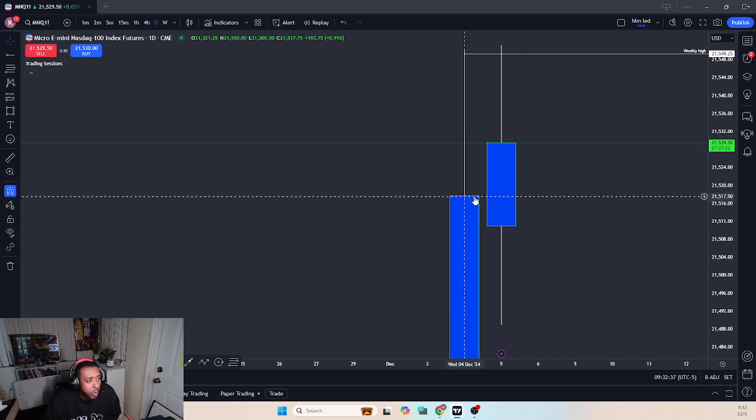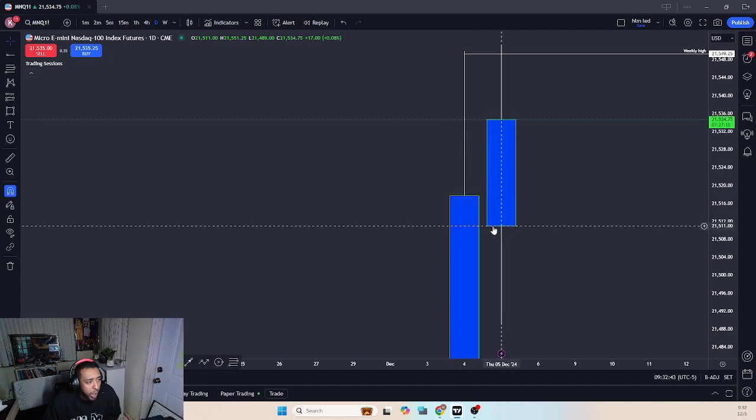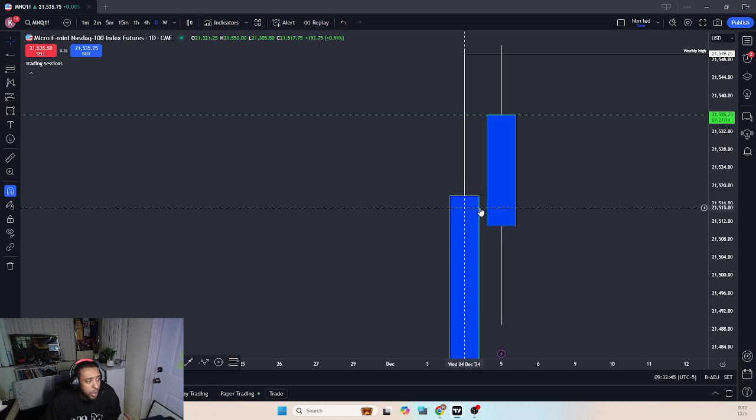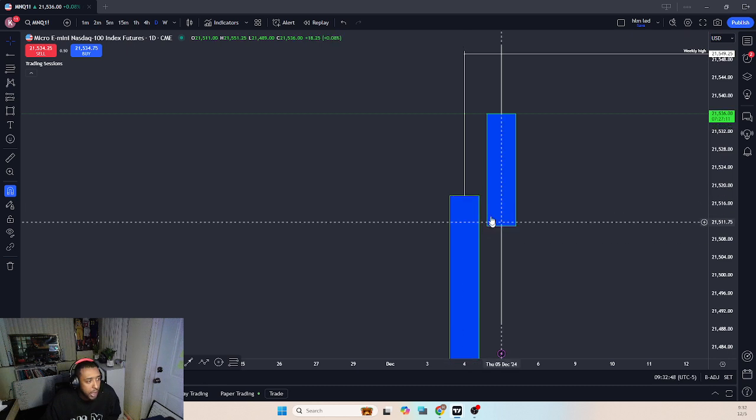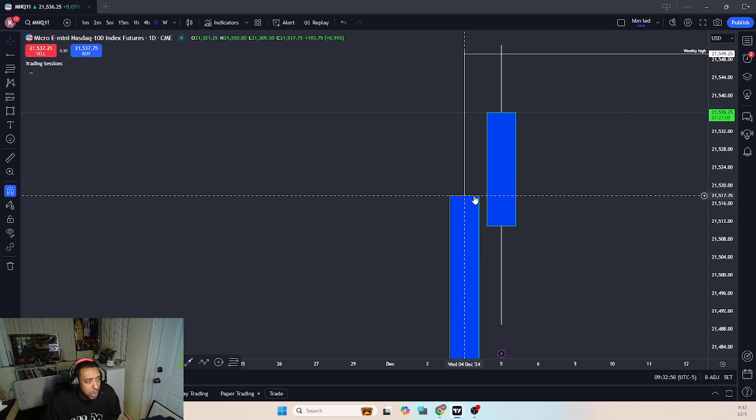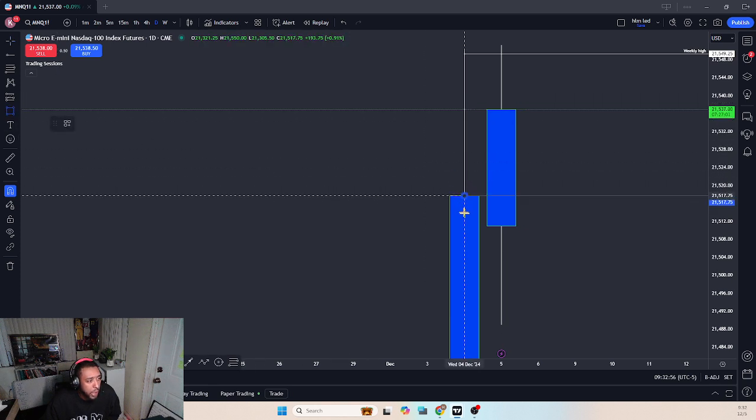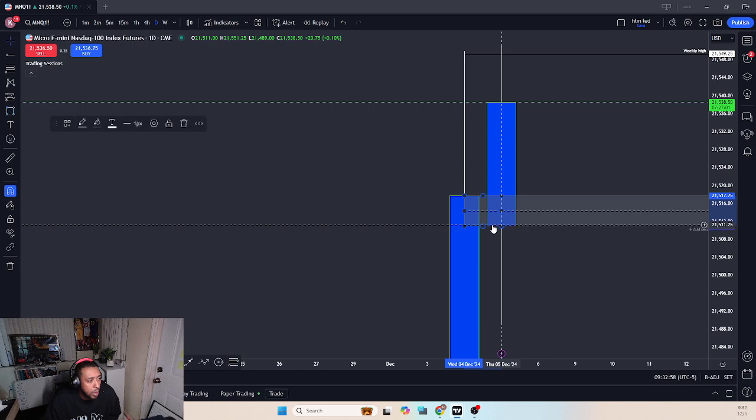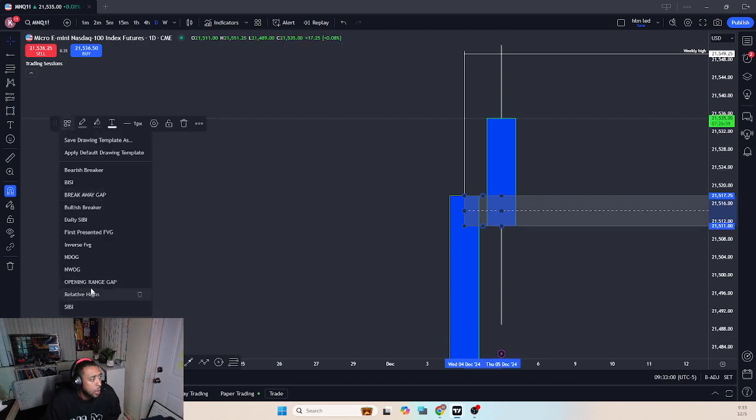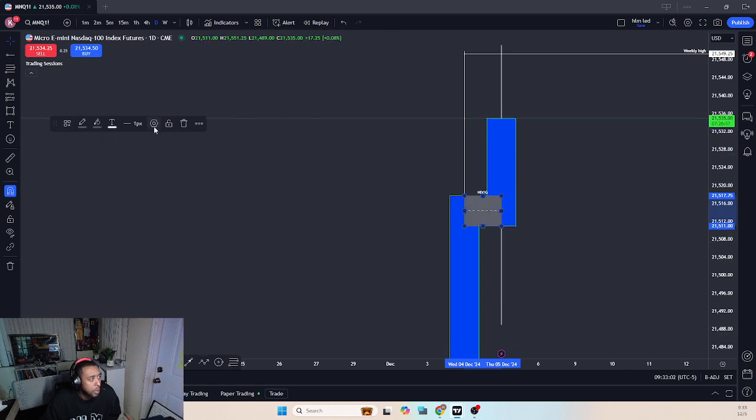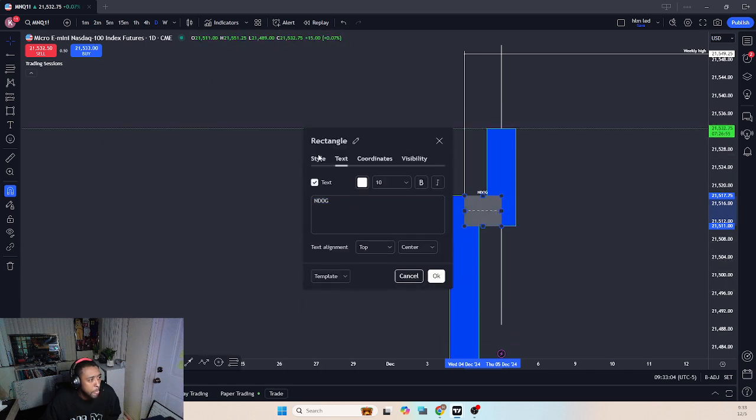So look what happened. It opened right here, and then it closed right here, and then it opened right here. From here to here, it's a gap because price was supposed to close here and open directly right next to it. Alright, so that's a new day opening gap. Let me extend it to the right.